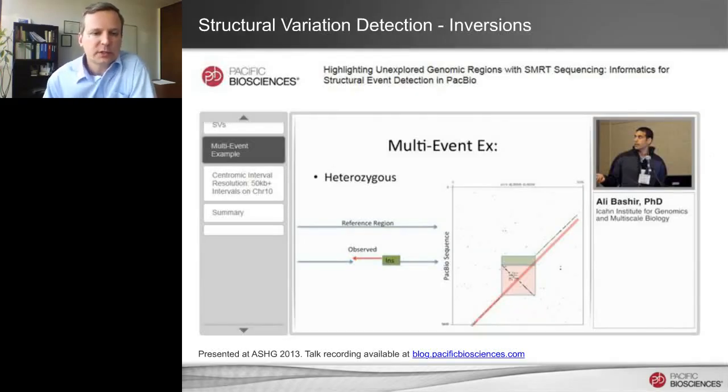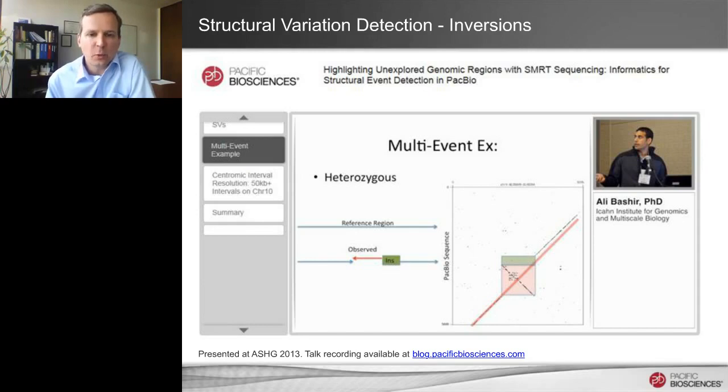Inversions. Inversions are relatively tricky to get at with the short-read technologies. Again, you're looking at the breakpoints, but Ali Bashir, again from Mount Sinai, I think very powerfully highlighted that it is now much more feasible to detect and characterize these inversions and overcome some of the limitations that exist with the short-read technology. This is a talk he gave at the American Society of Human Genetics meeting in 2013.